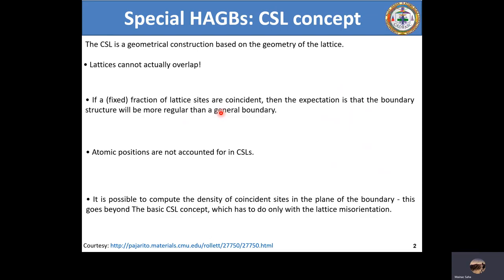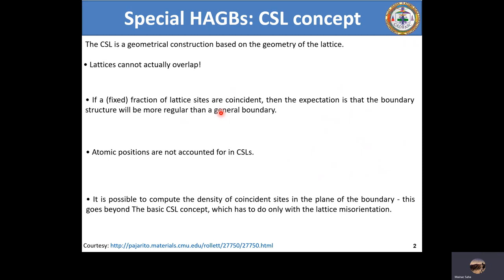Now, there is also another thing that has to be associated. The reason why that happens is because the good atomic fit that the CSL model describes comes from the more regular arrangement of the lattice sites. In other words, there is a coincidence, not of the lattice planes, but of the lattice sites at regular intervals. That gives rise to the special high angle boundaries.